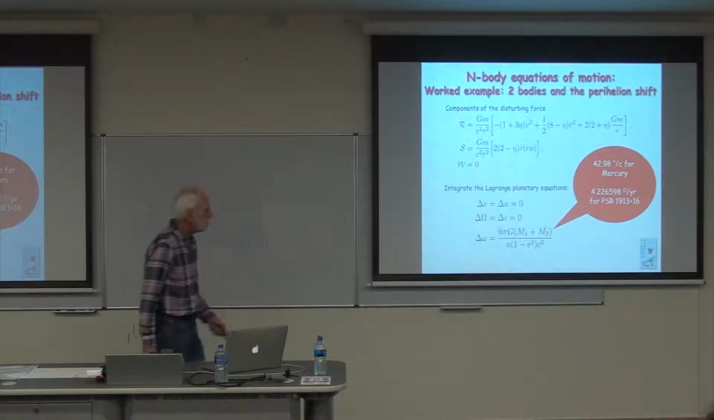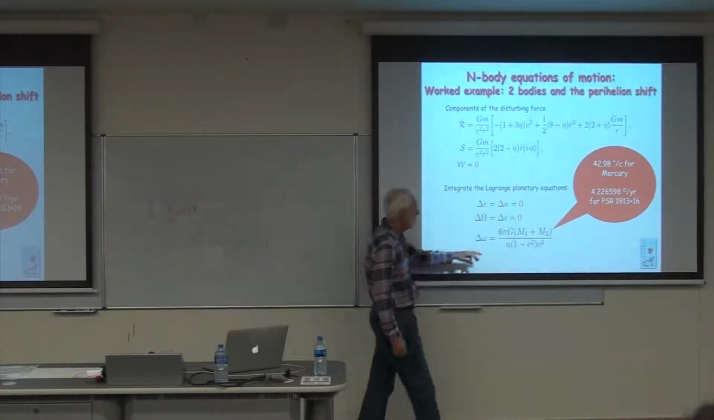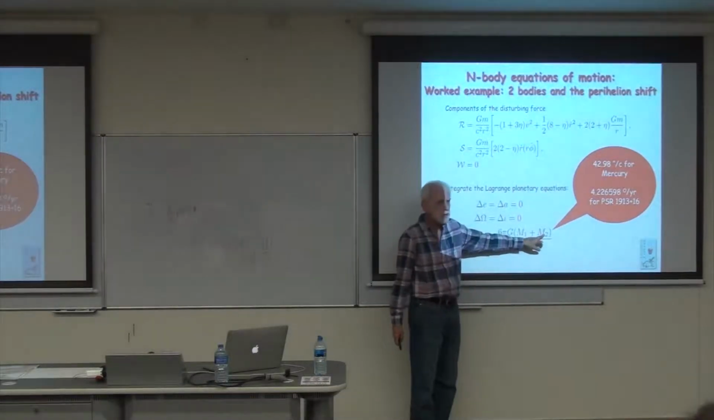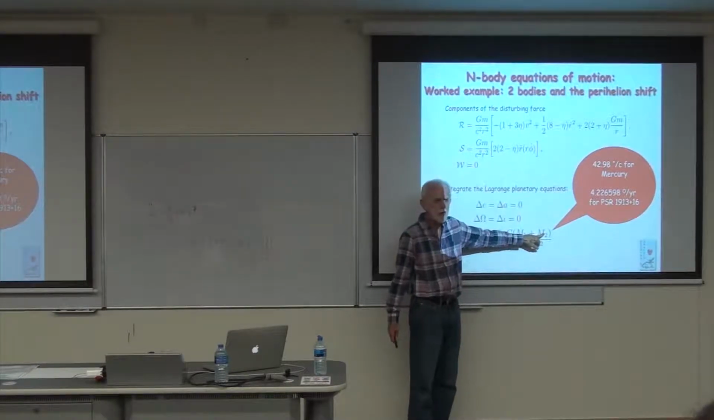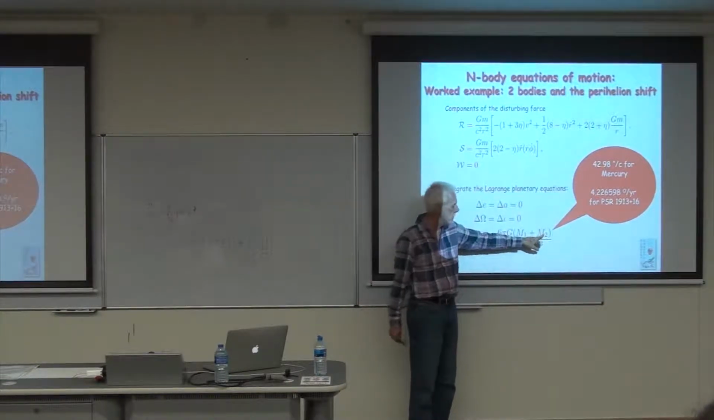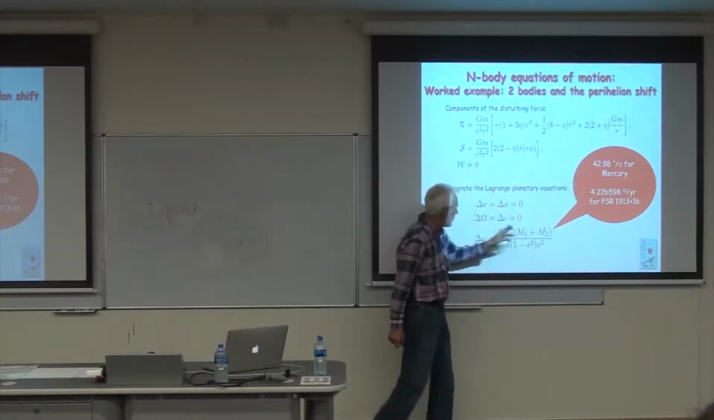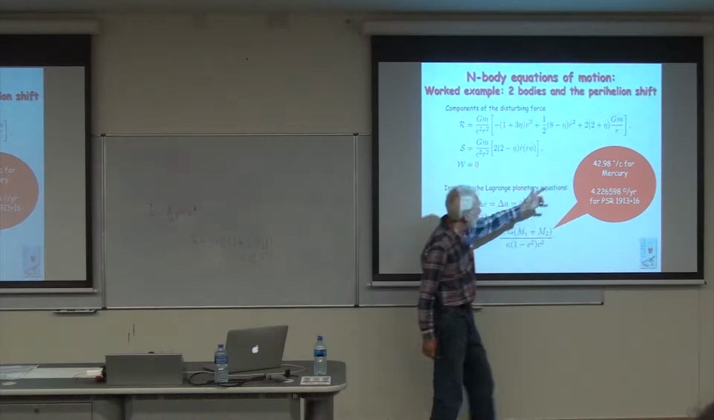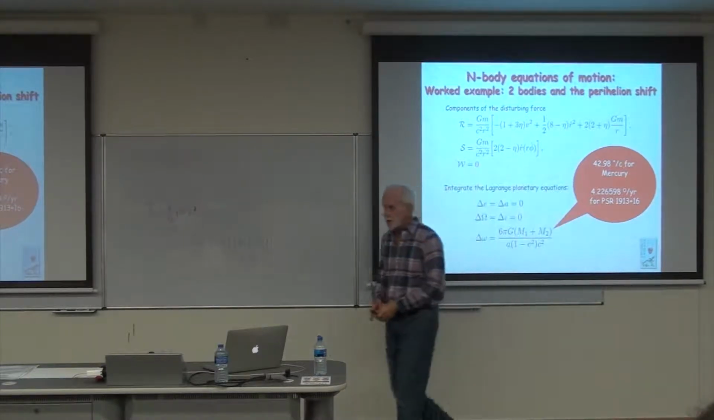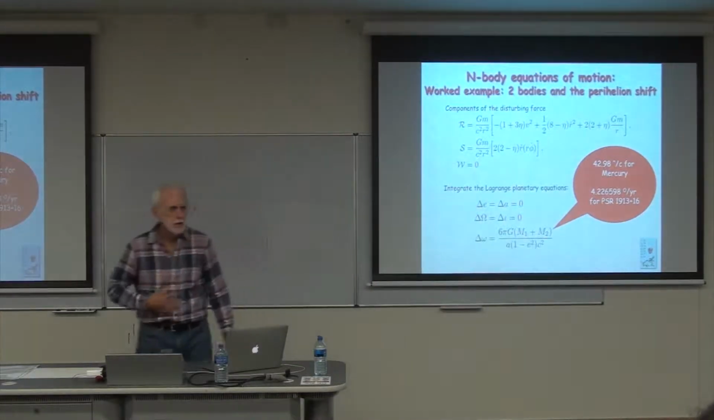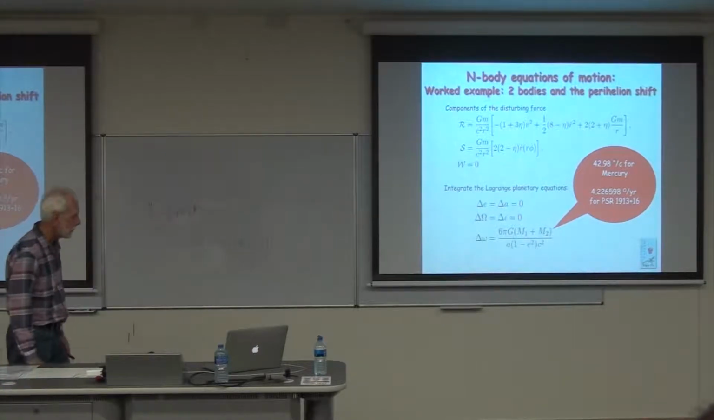And so for Mercury, put in the numbers for the mass of the Sun. The mass of Mercury is about 10 million times smaller, so we can ignore the mass of Mercury. Put in the orbital elements for Mercury, G and c squared, and you get the famous 42.98 arc seconds per century, in complete agreement with all the modern analyses of solar system data.